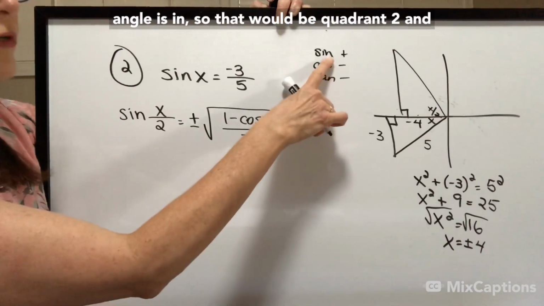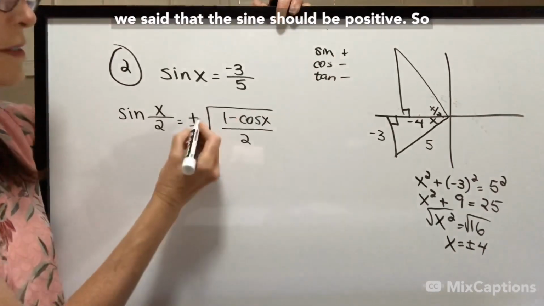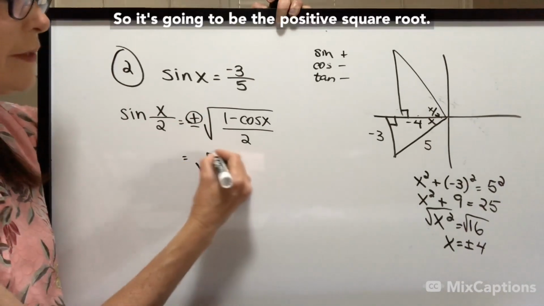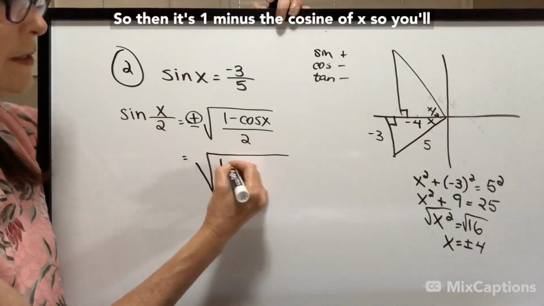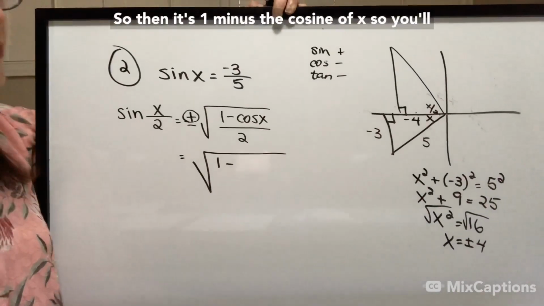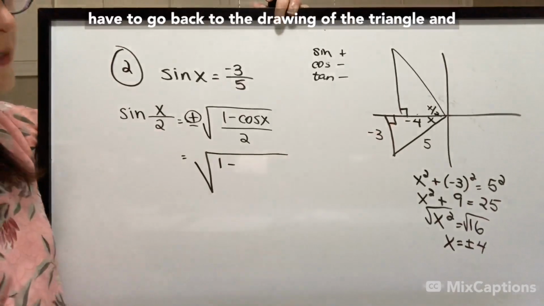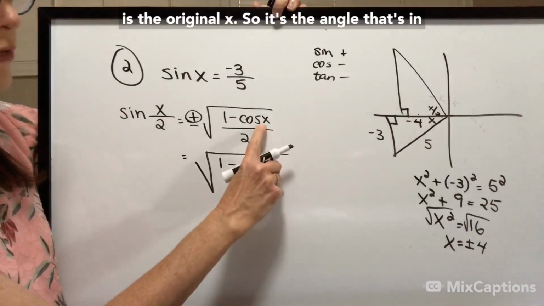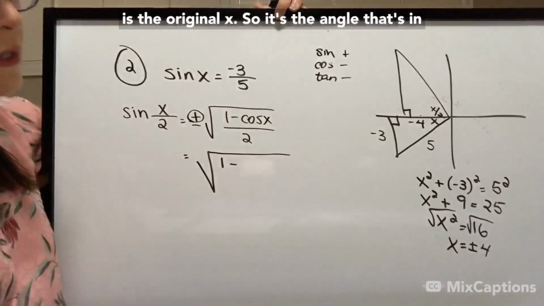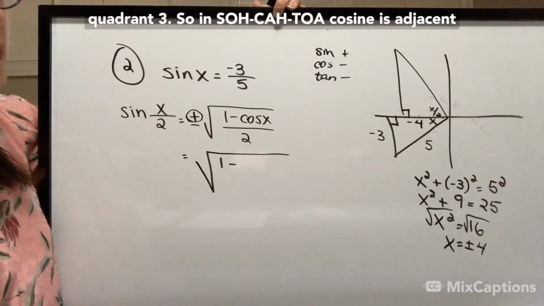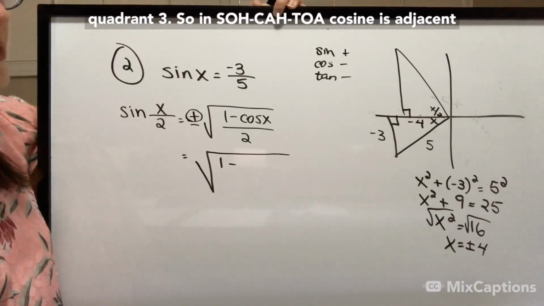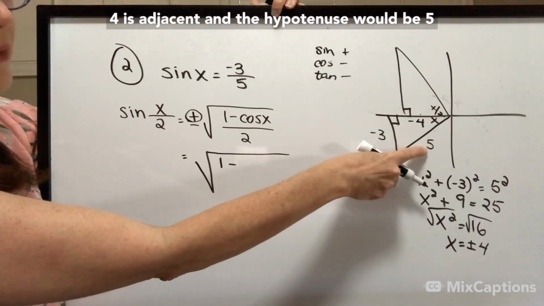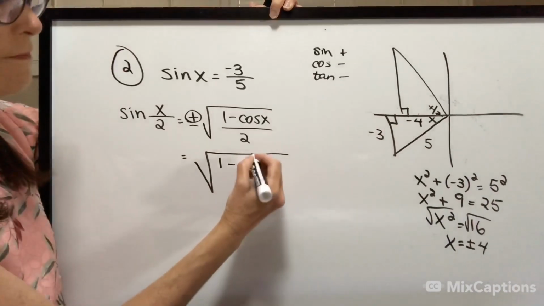So that would be quadrant 2, and we said that the sign should be positive. So in this case, we are only using the positive value. So it's going to be the positive square root. So then it's 1 minus the cosine of x. So you'll have to go back to the drawing, the triangle, and see what the cosine of x is. Now keep in mind, this is the original x, so it's the angle that's in quadrant 3. So in SOHCAHTOA, cosine is adjacent over hypotenuse. So that would mean the -4 is adjacent, and the hypotenuse would be 5.